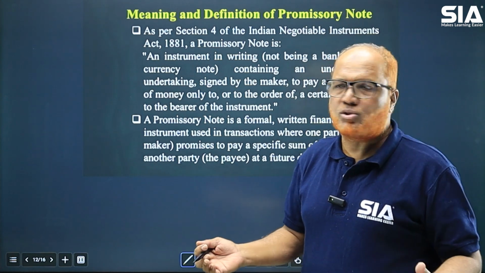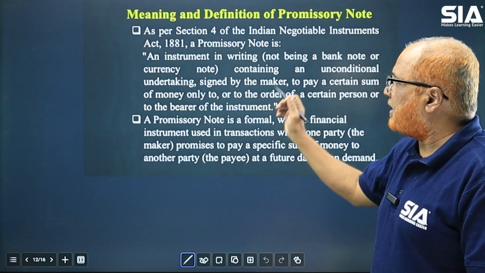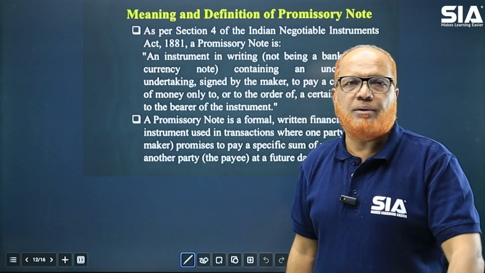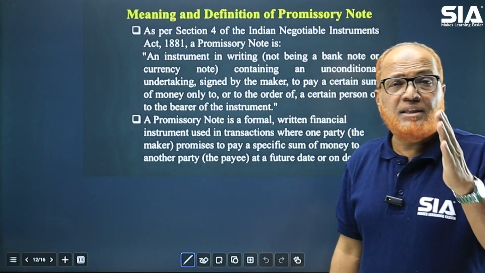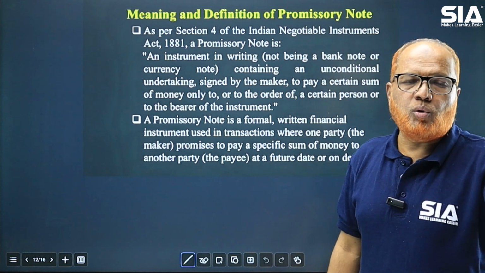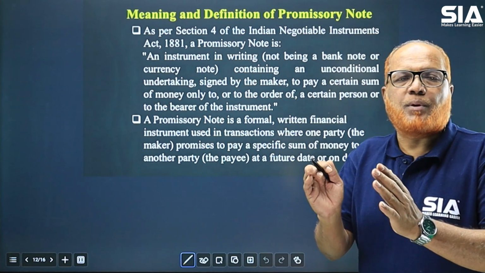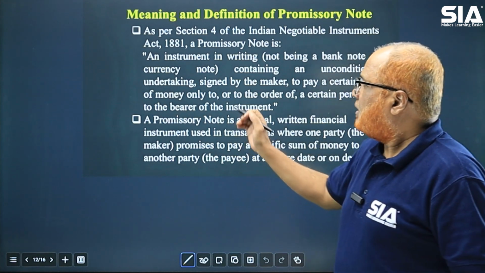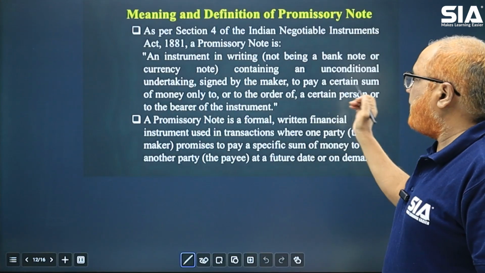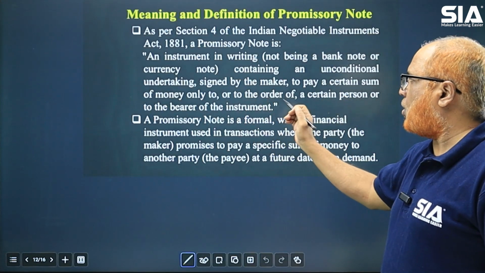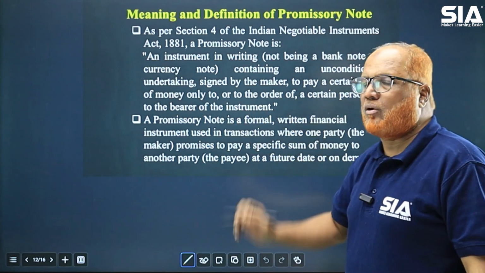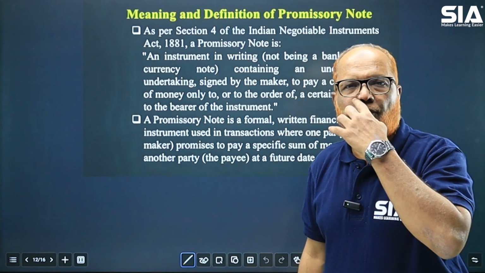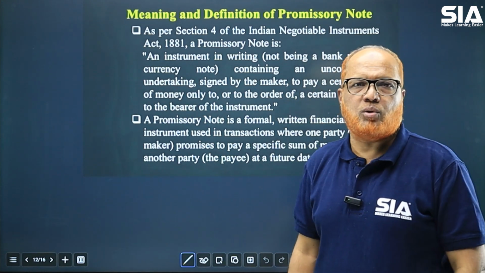It is not a banknote, it is not a currency note, but it's an instrument in writing containing an unconditional undertaking, not order. In bills of exchange, there is an order given by the drawer to drawee. But here in this case, a promissory note is having an undertaking, a promise signed by the maker to pay a certain sum of money only to or to the order of a certain person or to the bearer of the instrument.